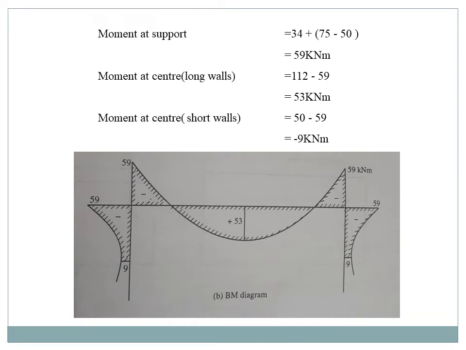Then this is our bending moment diagram. See that, 59 is the moment at support. The two supports are A and B, and support is 59, 59. Then plus 53 is the center moment for the long walls. Our short wall is the outside, which we have marked as the short wall, minus 9.